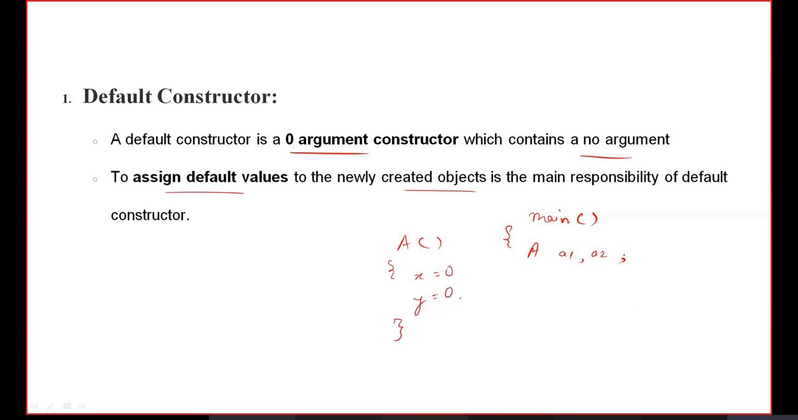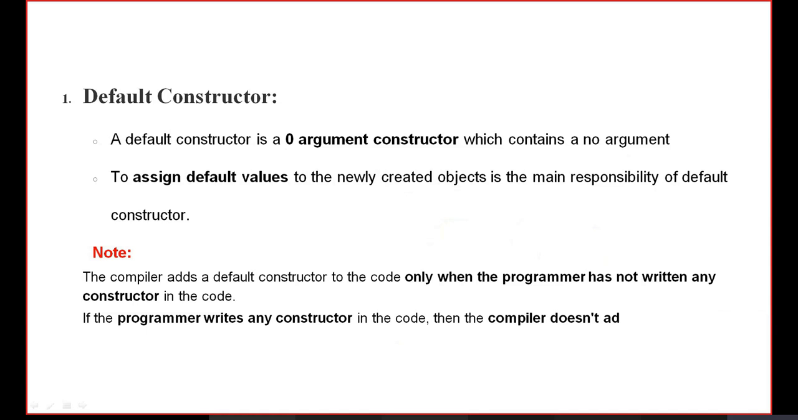Now that default value can be 0, or 0.0, depending upon the type of X and Y, right? The default value can not only be 0, it can be anything. Suppose I want to put a default value for X and Y as 5, so I can do it, right? That is why it says that it is used to assign default values to newly created objects, which is the main responsibility of our default constructor, right? So that is how it goes. A few points to note, very important ones.